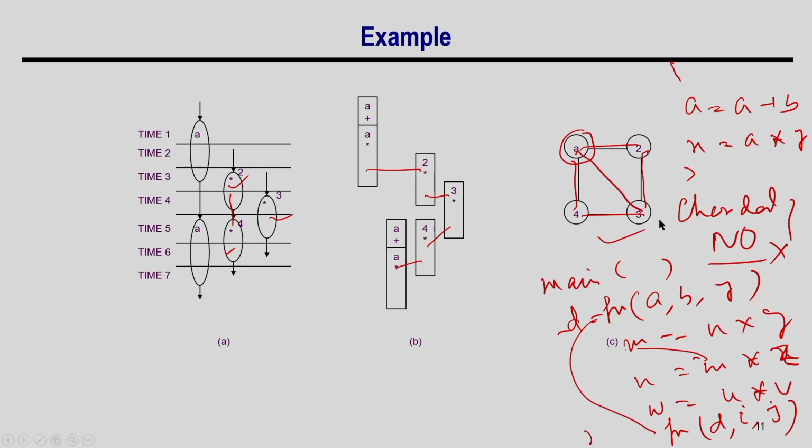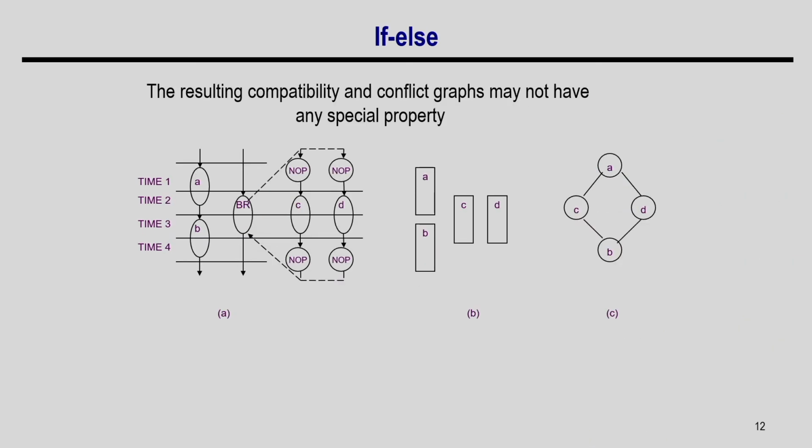But in general, when you have multiple calls to a function and there are some other operations, the whole problem will not remain polynomial time solvable, because the generated graph may not be an interval graph, since it will not satisfy the property of a chordal graph. Okay, so this is the summary of the function calls. Let me move on to the next part, the if else.